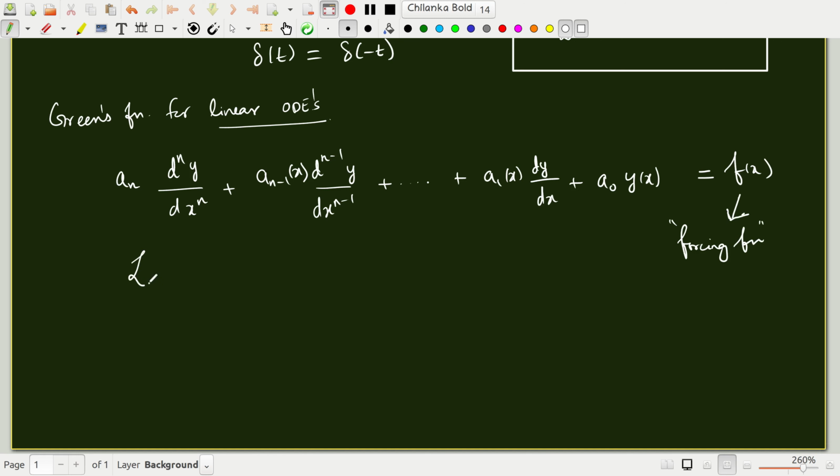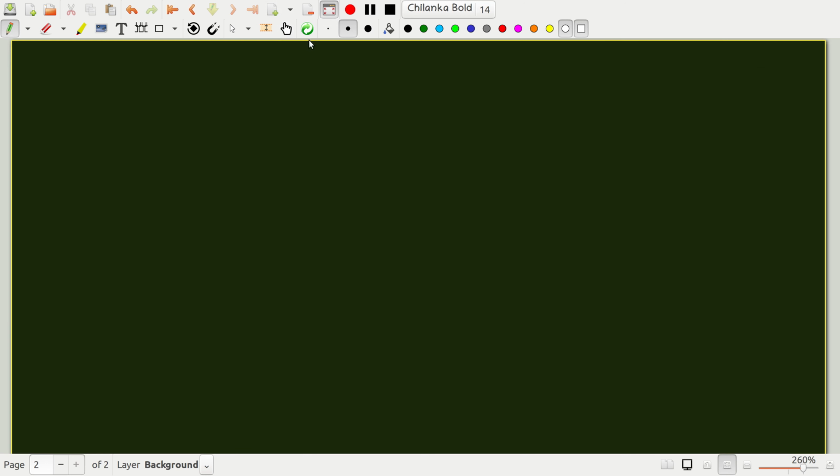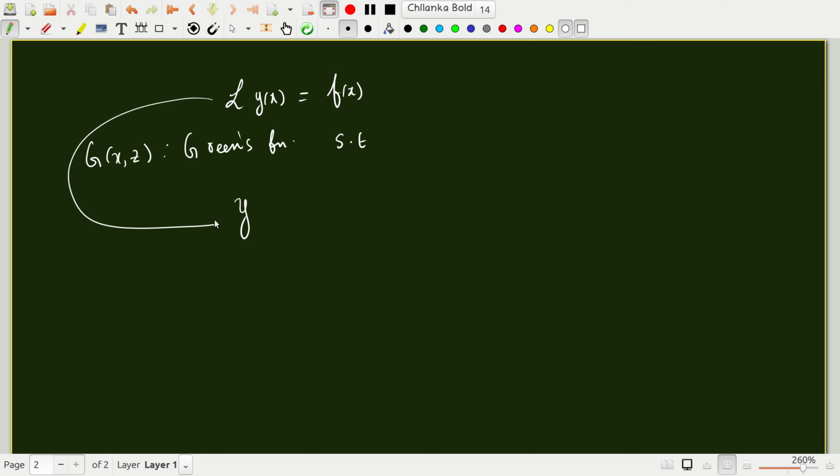Now let's call this operator L. So we concisely represent this as L y of x is f of x. This is the differential equation we would like to solve, with some suitable boundary conditions so that the problem is well specified. Now let's say we have a function g of x,z called the Green's function, such that the solution y of x can be written as an integral over the domain of g of x,z times f of z, where z is a dummy variable of integration. This is the same function f, but here z is the dummy variable.